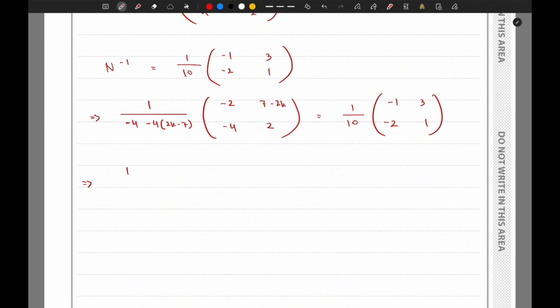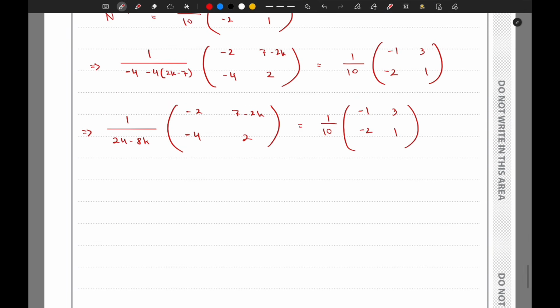So that's 1 over, so this is 24 minus 8k times minus 2 minus 4, 7 minus 2k times 2 is equal to 1 over 10 times minus 1, 3, minus 2 and 1. Now we do not know if these two are in their simplest form. The matrices are not both in simplest form, so we cannot equate these two values.